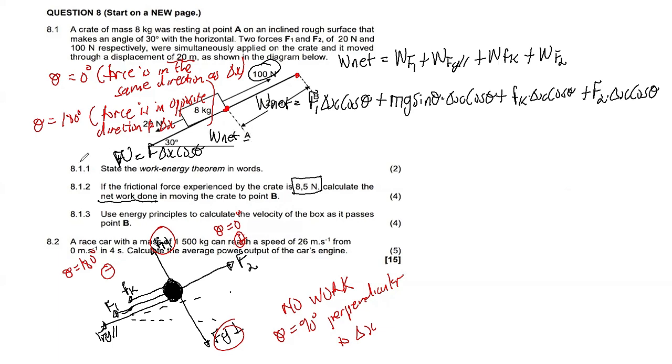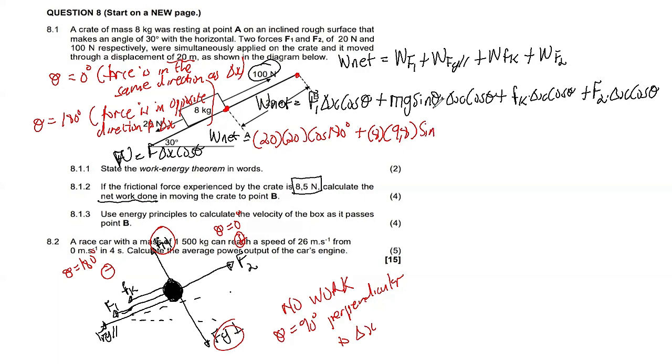Now let's substitute. We do have the values. So we have our F1. Remember, we were told F1 is 20 newtons. So that's 20. And then our displacement, 20. Remember, they said it moves through a displacement of 20 meters, and it's even shown here. Then cos, remember the F1 is acting in the negative direction, so that means theta is 180. Then we have our mass here, 8 times 9.8 sine.